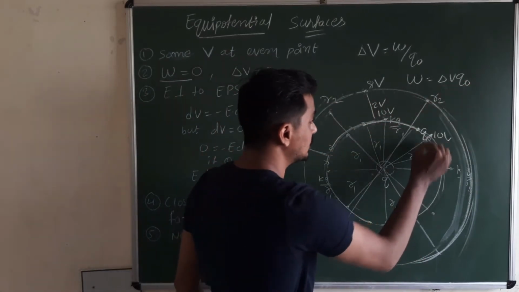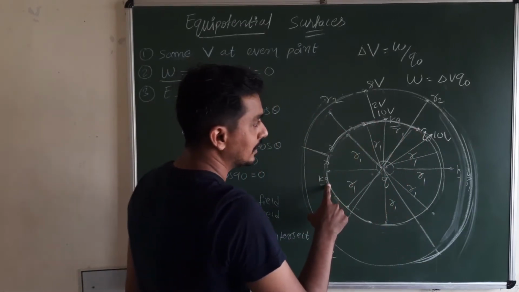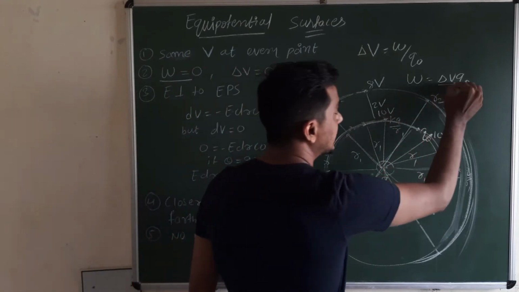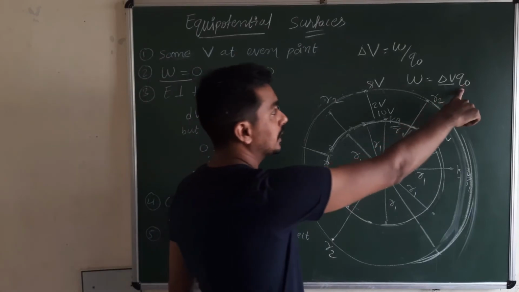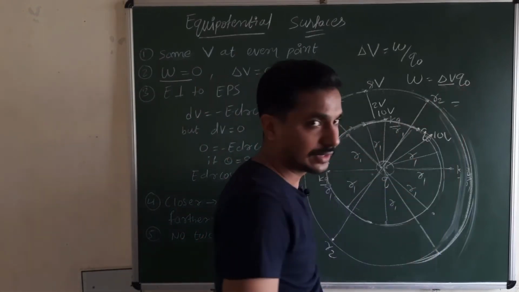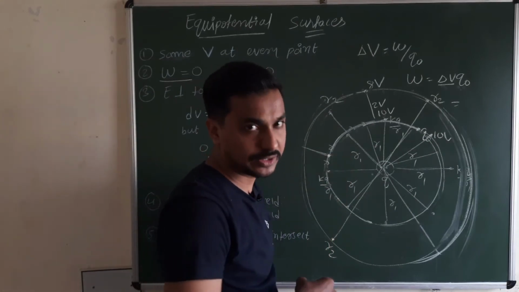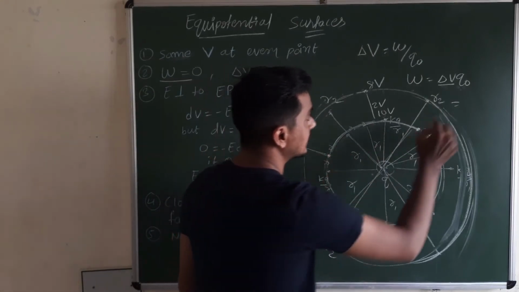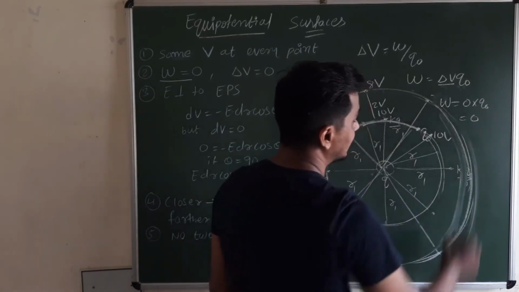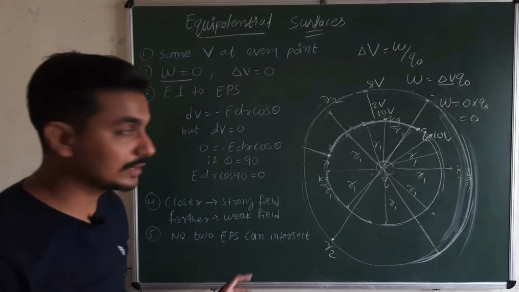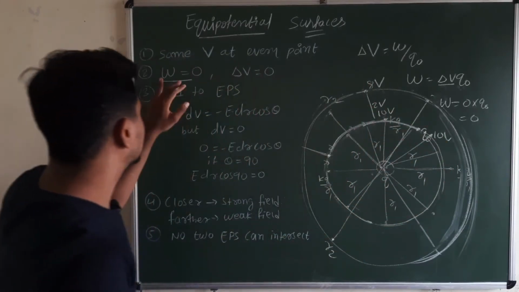So this is our charge Q naught, which we want to move from this point to this one, anywhere. Now the work done is equal to the change in potential, or potential difference, into the magnitude of the test charge. So delta V: here we have 10 volt potential, here also we have 10 volt potential, that is, the potential difference is 0. So we can write W is equal to 0 into Q naught. That is, work done in moving a charge on an equipotential surface is 0.